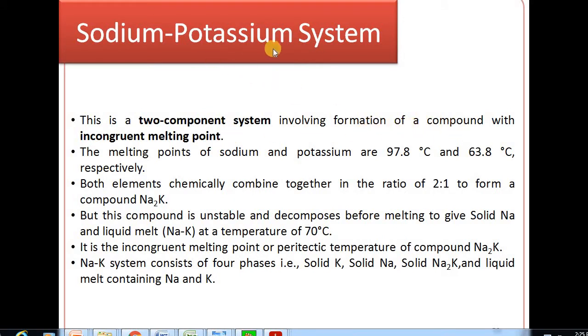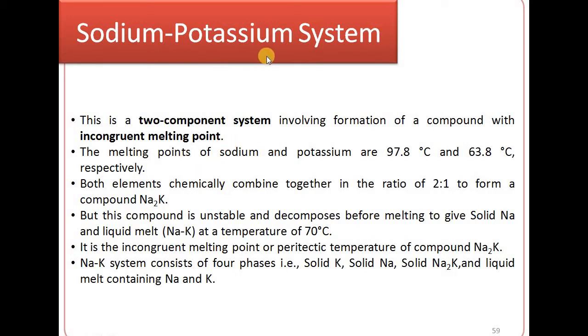In the present case, the sodium-potassium system, the compound formed is disodium potassium. This disodium potassium decomposes before the melting point. Such type of compound which decomposes before the melting point is reached is known to have an incongruent melting point.